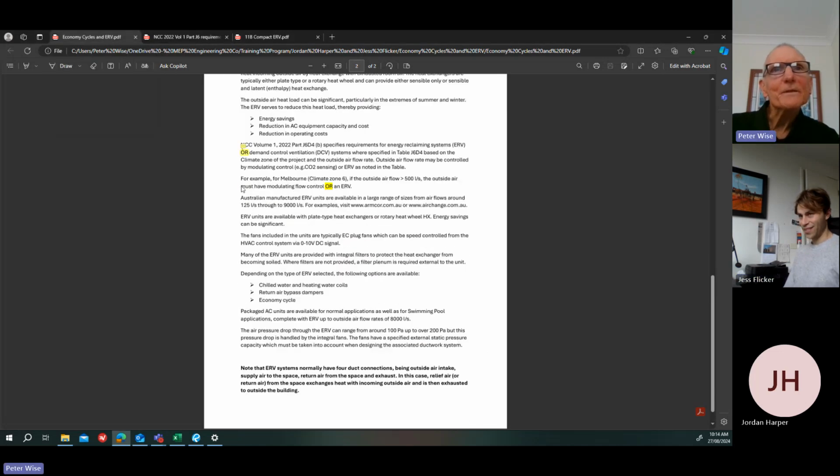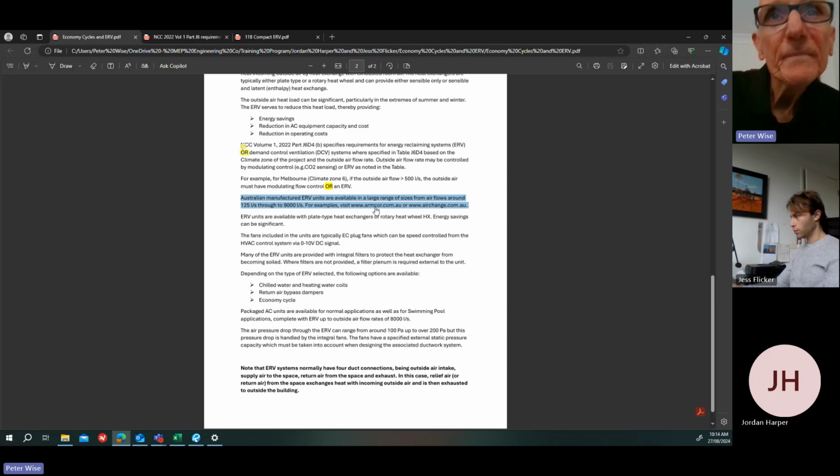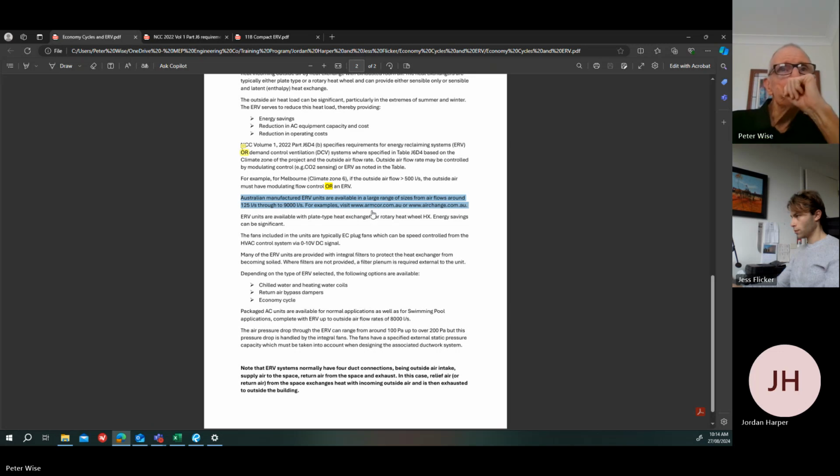Okay, so where did we get up to? Yeah, so I've said here, Australian manufactured ERV units are available in a large range of sizes, from airflows around 125, which is the little one we looked at initially, up to 9,000 litres a second. So I've given a couple of websites there. These are both Australian companies, Armcore or Air Change. Air Change were really the pioneers, I suppose, in Australia of this stuff, but Armcore are a very good company, and we've worked a lot with them.